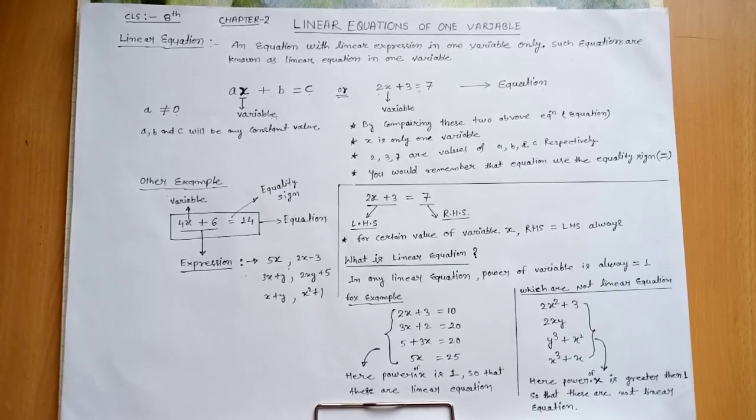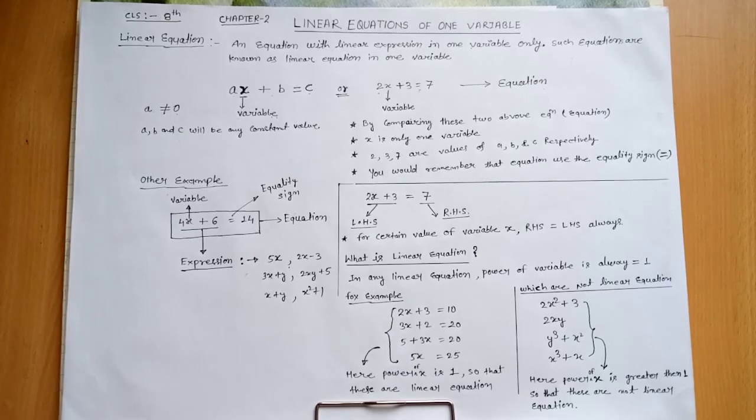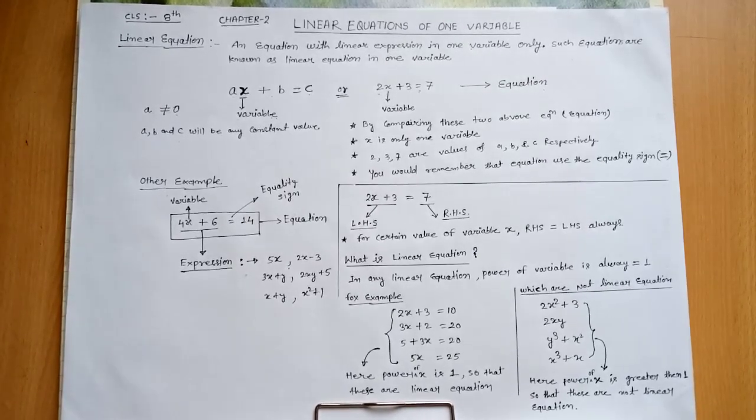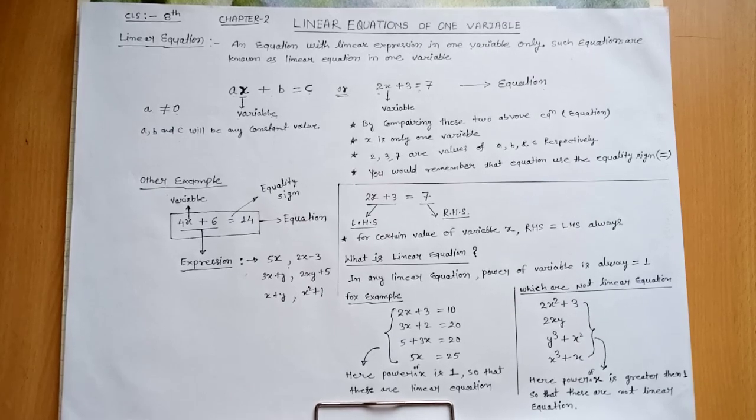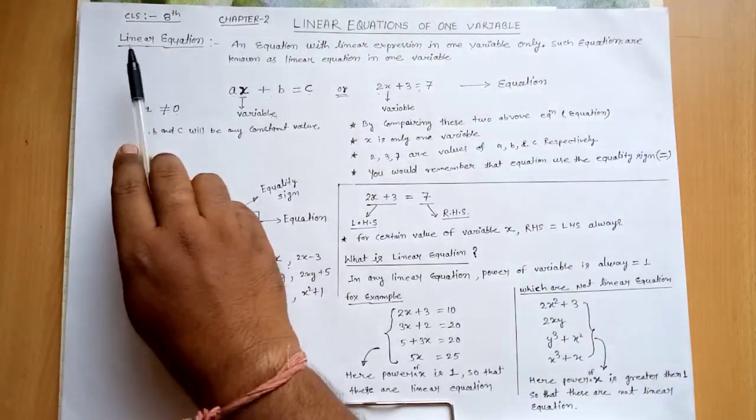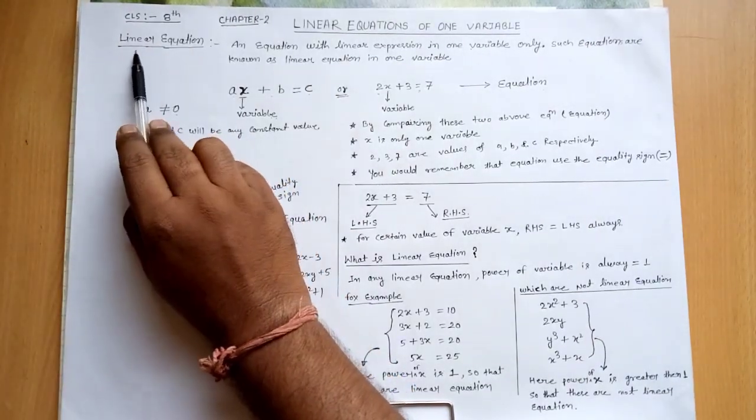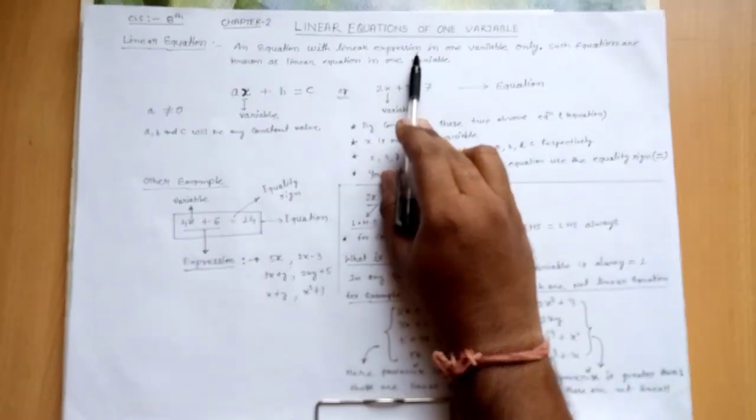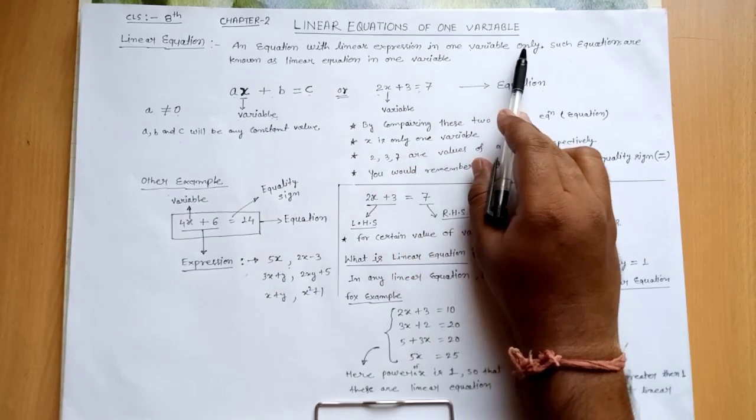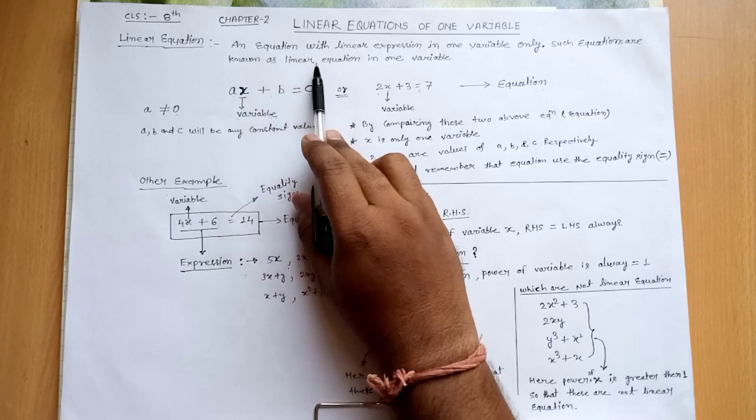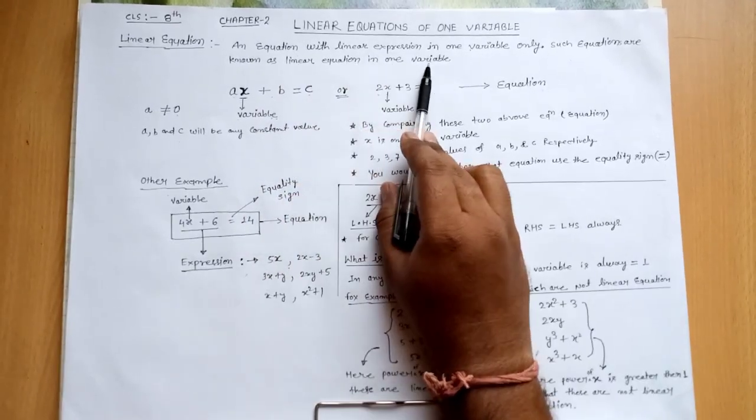Hello students. We are going to study about the linear equation of one variable. So this is Chapter 2 of Class 8th. First of all, we have to know what linear equations are. A linear equation is nothing but an equation with a linear expression in one variable only. Such equations are known as linear equations in one variable.